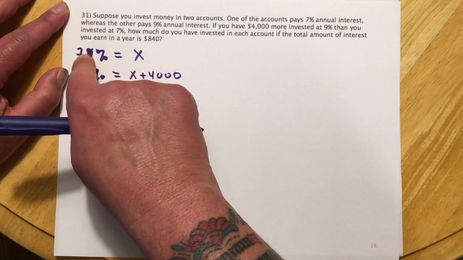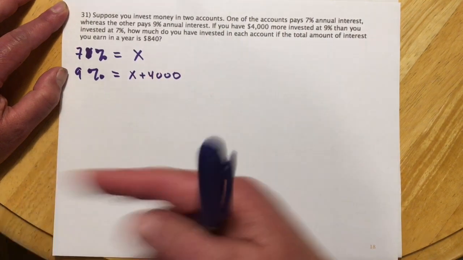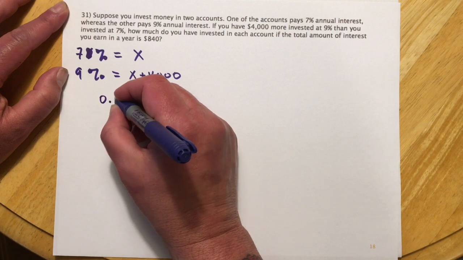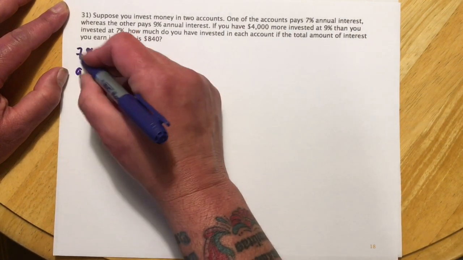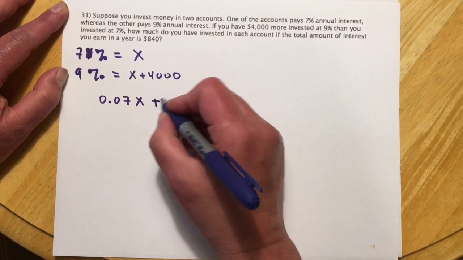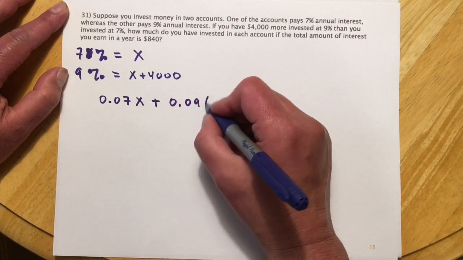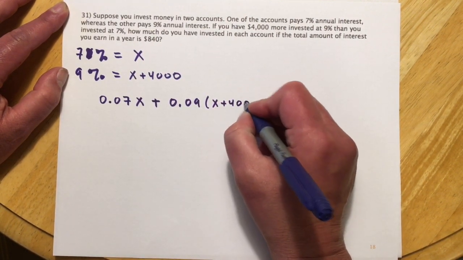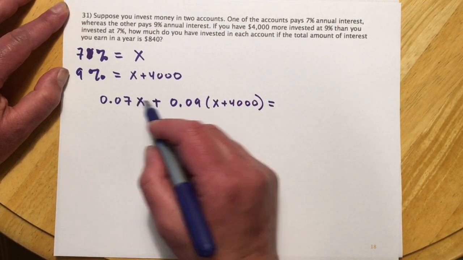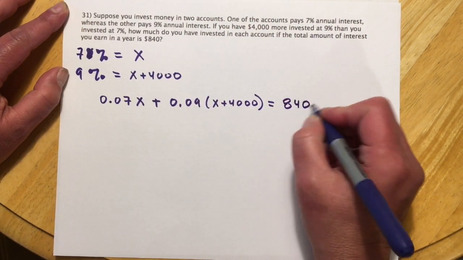And then our total interest is $840. So we want to go our interest rate times our money plus our other interest rate times our other money, and that should get us our total interest for the year. So here we are going to have decimals. When we have a percentage, we have to change to decimal to do math with it. So 7% of x plus 9% of x plus 4,000, and that's going to equal our interest. So this is our first interest payment, our second interest payment from each account, and that's our $840.